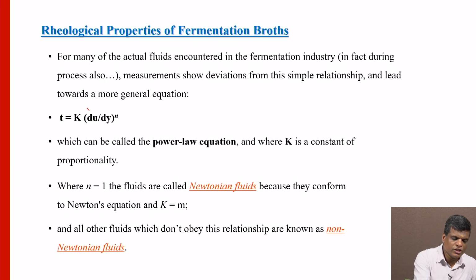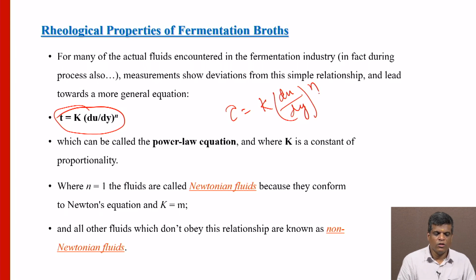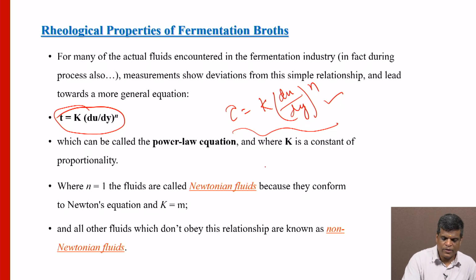So, this is a famous equation, called the power law equation. Here, tau equals k times (du/dy) to the power n, as we already discussed. Many fermentation industries should definitely go with this equation. Here, k is the constant of proportionality. For example, if it is already proportional, then there is no k. If you want to remove the proportionality, then you have to add k. The k is the constant of proportionality we already discussed.